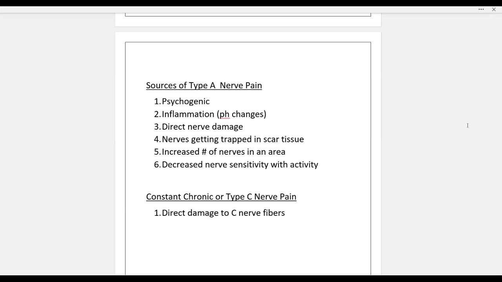And I explained how these are the 6 sources of pain. And I specifically went through number 3, 4, 5, and 6. Direct nerve damage was the constant pain. And then 4, 5, and 6 was the nerves getting trapped in the scar tissue, the number of nerves in the area, and the decreased nerve sensitivity. And when you applied that to the compressive and tensile forces with his active, passive, and joint motion, that's why it caused more and more pain as he moved into a particular plane of motion. That was exactly how that was explained.